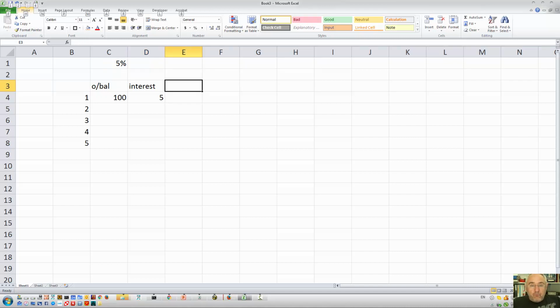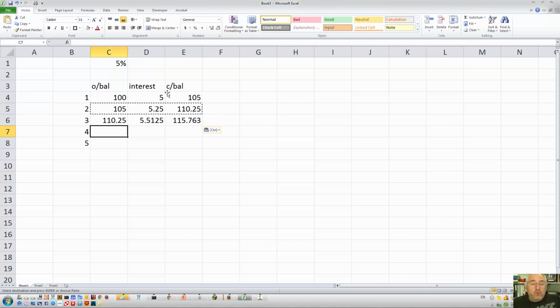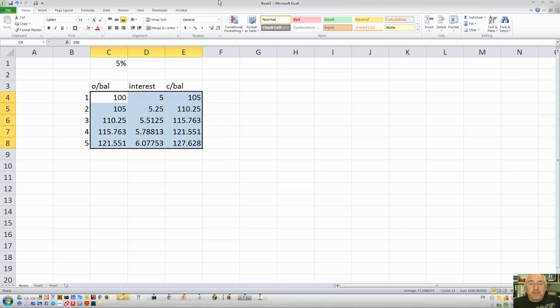I'm not taking any payments, I'm just letting it build up. So we're going to have a closing balance at the end of the first year, which is the opening balance plus the interest that we've earned. And that closing balance becomes the opening balance of the next year. Okay, again, in the second year, the interest is 5% of 105, so it's $5.25. And the balance, we just add the stuff up. Add it up, move it across. Okay, let's get rid of all those tens of cents and let's just make it to the closest cent.